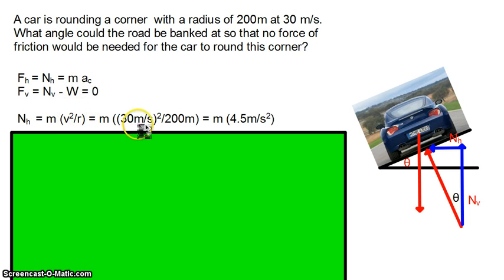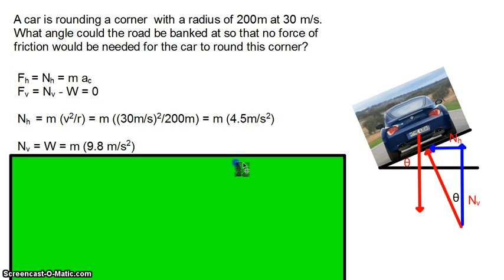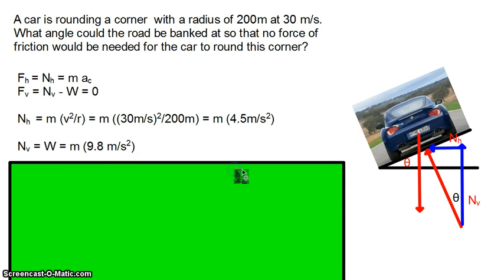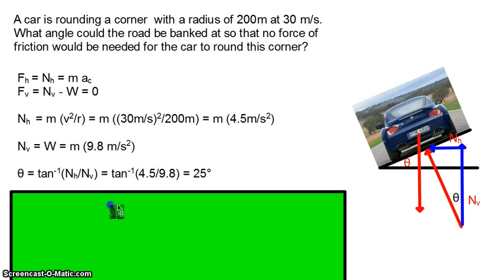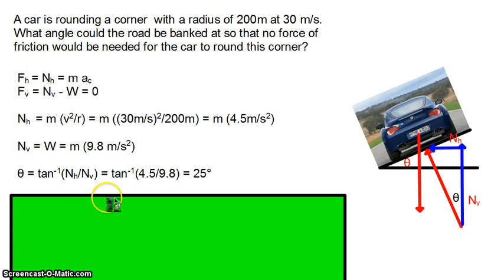If we plug in the numbers from the problem, we find that the normal force, the horizontal portion anyways, must be equal to whatever the mass of the car is, we'll find out this doesn't matter, times 4.5 meters per second squared. In the vertical direction, the vertical part of the normal is equal to the weight, which equals mass times 9.8 meters per second squared, because remember, weight equals mass times g. And then we find the angle.